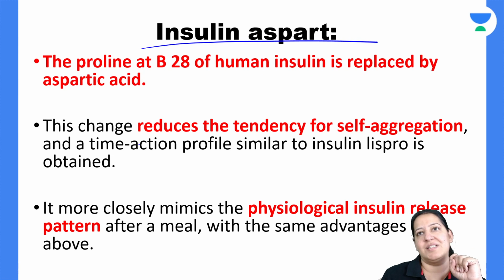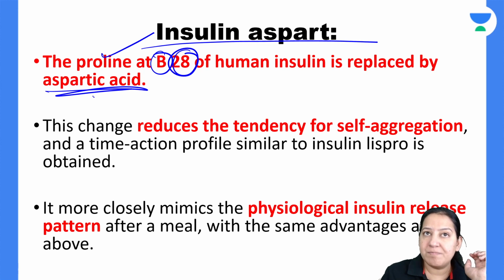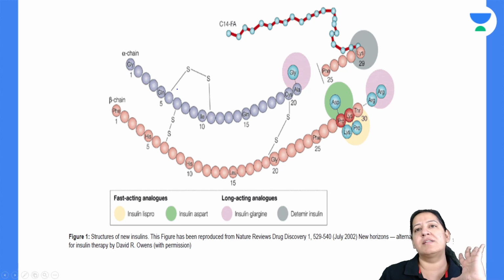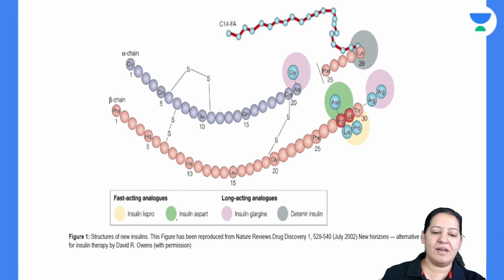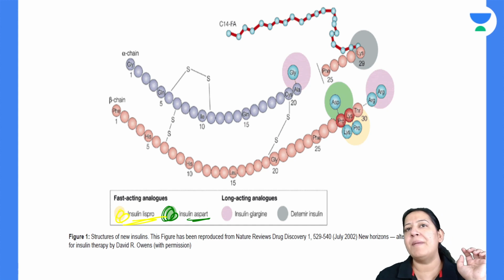In aspart there is only one change. Normal humans have proline at position 28 of the beta chain. But if I change this proline to aspartic acid, it is known as aspart. It comes from aspartic acid. Have you got it? See this diagram. Everyone see the green color now. This green color is aspart. Yellow was Lispro and green is aspart. Where is green? Here is the green.